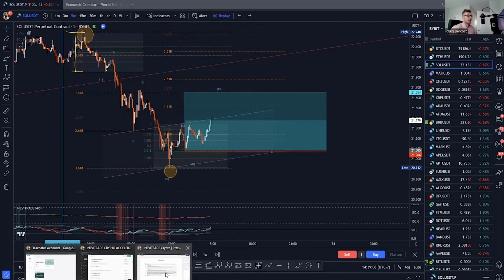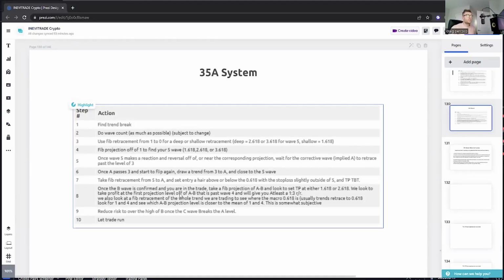Okay, so let's go into the next step. We look to take profit at the first projection level off of the AB that is past the 4 wave and will give you at least 1 to 3 risk reward. The minimum that we can get on these trades statistically that I shoot for is 1 to 3.